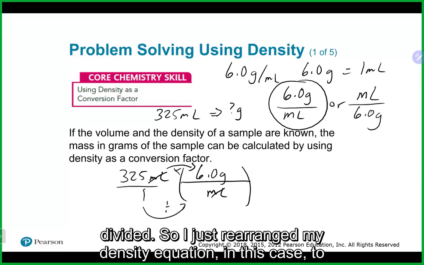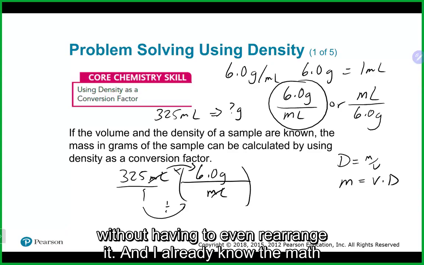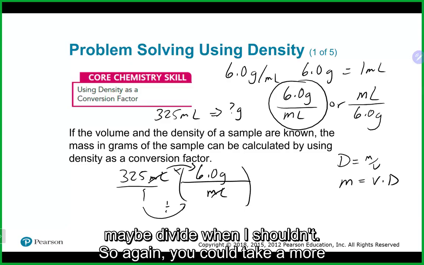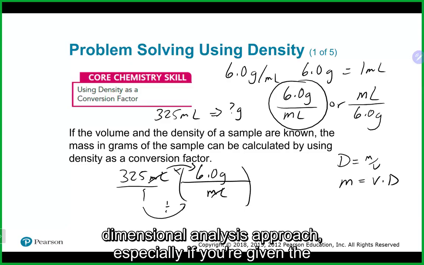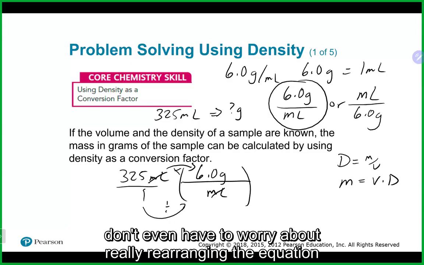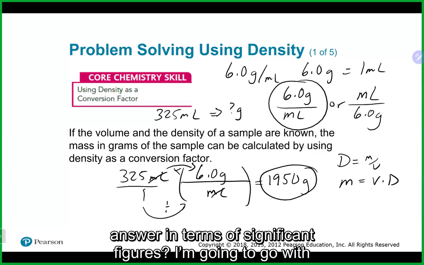So I just rearranged my density equation in this case to solve for mass, which would be volume times the density, without having to even rearrange it. And I already know the math correctly. I know I should be multiplying and not mess up and maybe divide when I shouldn't. So again, you could take a more dimensional analysis approach, especially if you're given the density, use it as a conversion factor. And like I said, you don't even have to worry about really rearranging the equation or anything like that. In this case, though, is that the right answer in terms of significant figures?